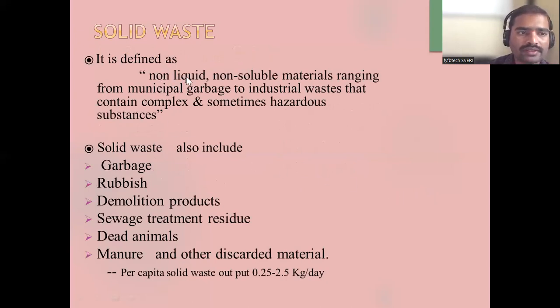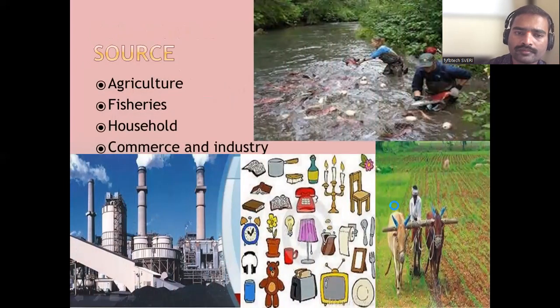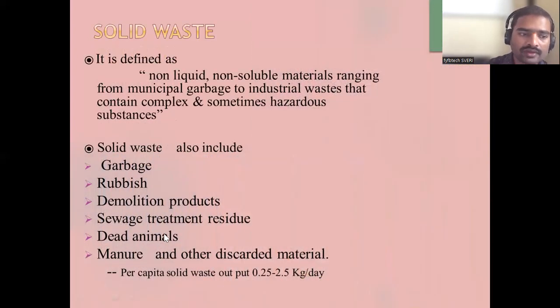First of all, solid waste. It is non-liquid, non-soluble material ranging from municipal garbage to industrial waste that contains complex, sometimes hazardous substances. Simple to complex materials are there in the waste. These are the components of solid waste: garbage, rubbish, demolition products, sewage treatment residue. What is sewage treatment residue? Sludge. Dead animals and manure also come under solid waste.